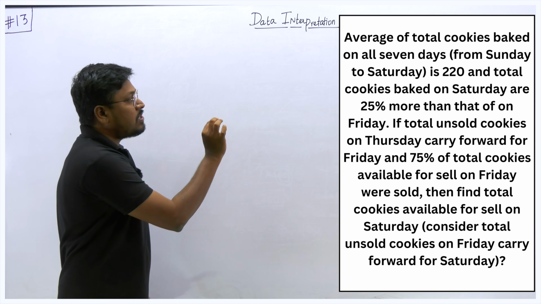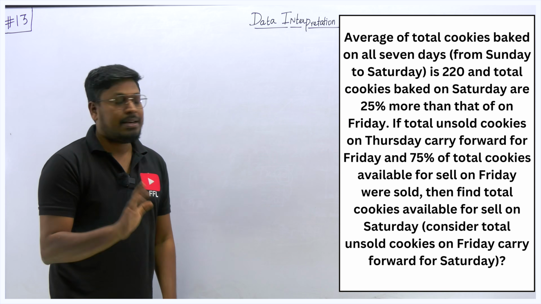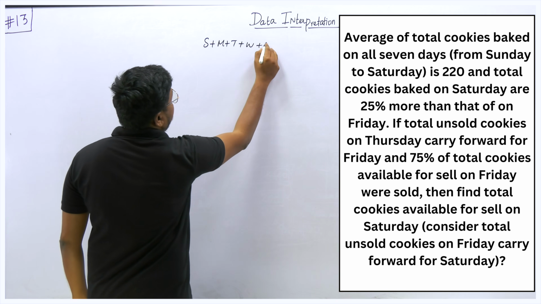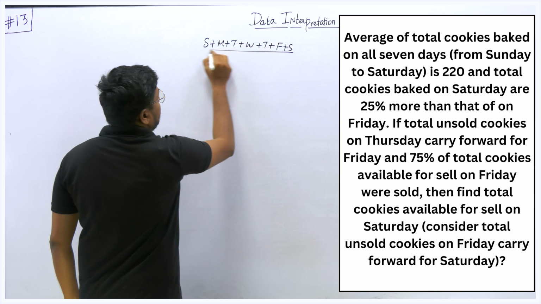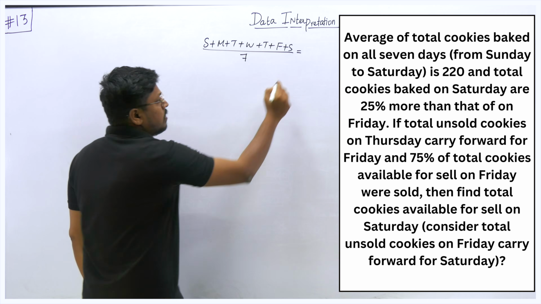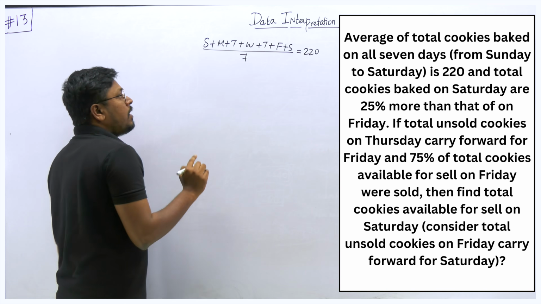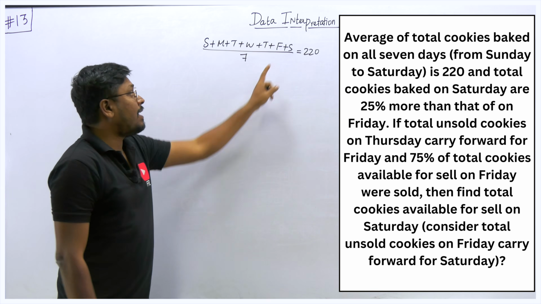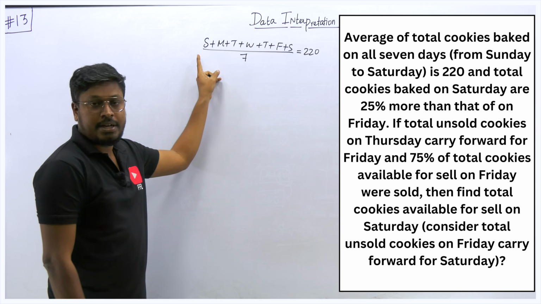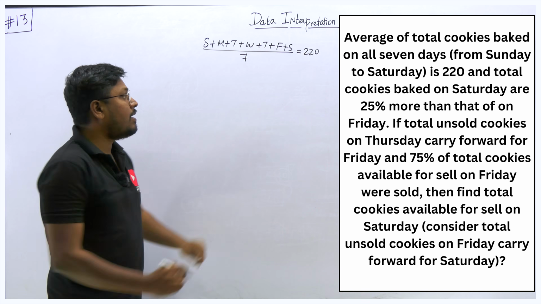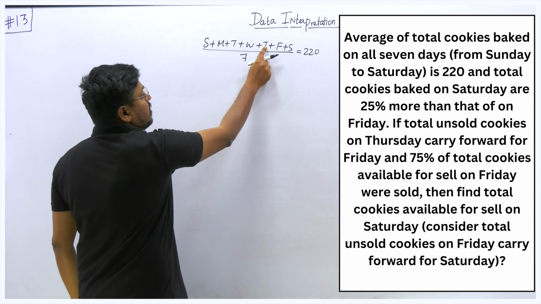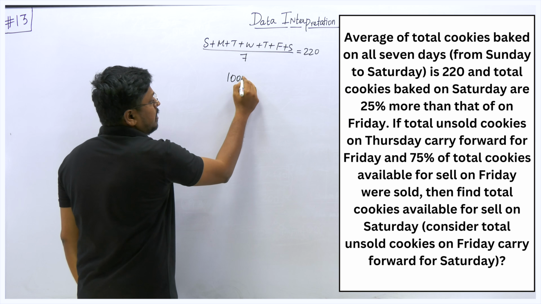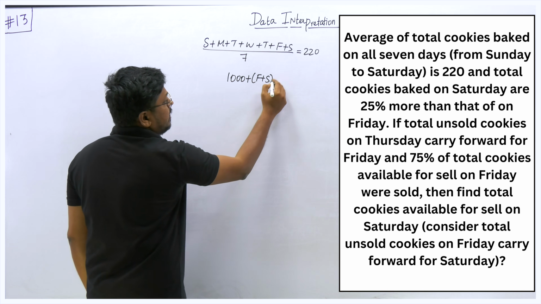Just see, first, the average total number of cookies baked on all the 7 days. So all the 7 days, which means Sunday, Monday, Tuesday, Wednesday, Thursday, Friday and Saturday. So the total over 7 days divided by 7 is 220. We know that other than Friday and Saturday, 200 cookies were baked every day. So 1, 2, 3, 4, 5: 200 into 5 will be 1000. So 1000 plus Friday and Saturday equals the total.